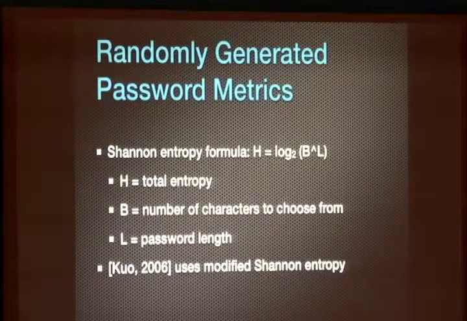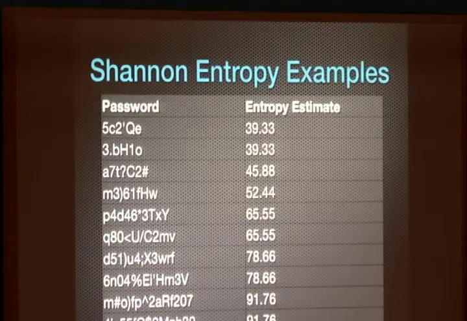So the Shannon entropy formula is H = log base 2 of B to the power L, where H is the total entropy, and B is the number of characters to choose from, so it's like your starting character pool. L is the password length. I should note that there are modified versions of this out there, but we're just talking about the regular form right now. So let's talk about some Shannon entropy examples.